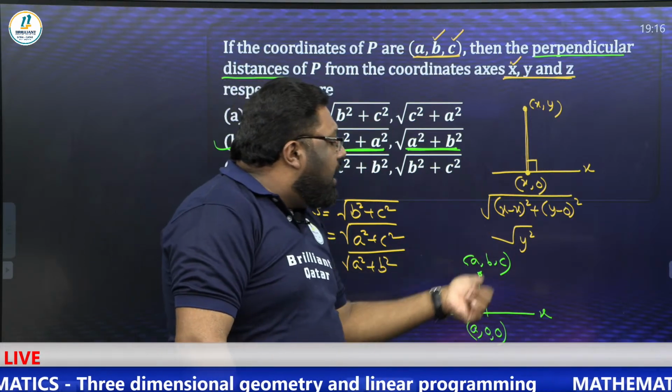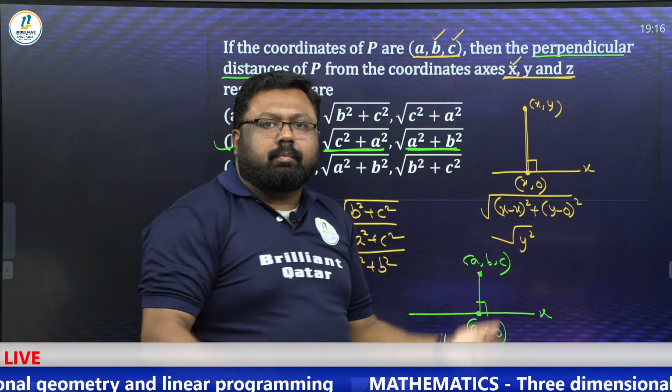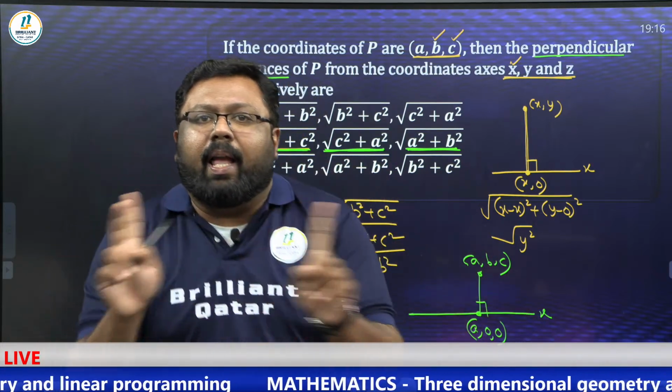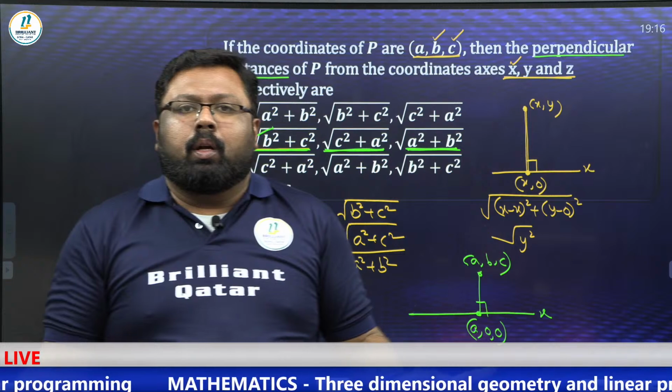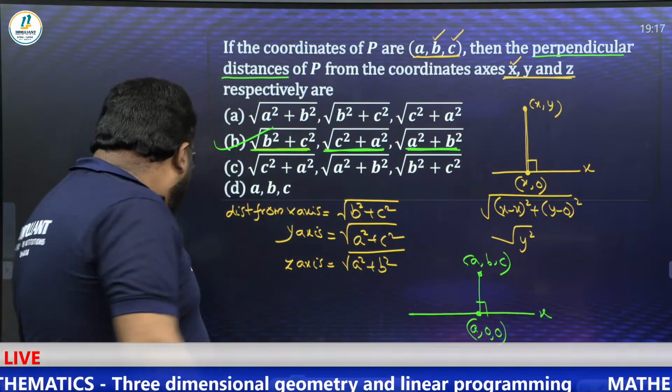So what is the foot of the perpendicular from a point to the x-axis? Only the x coordinate remains. Y and z will be 0. So what is so special? Y becomes 0, z becomes 0.